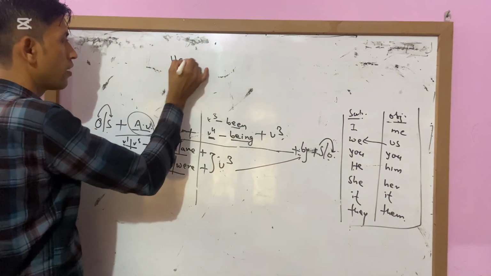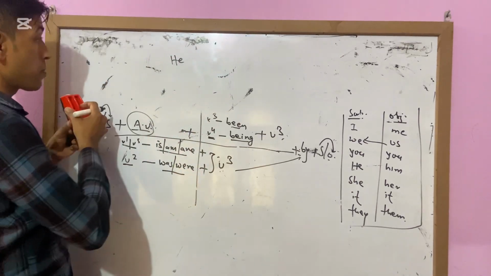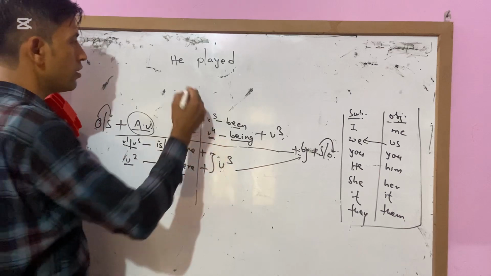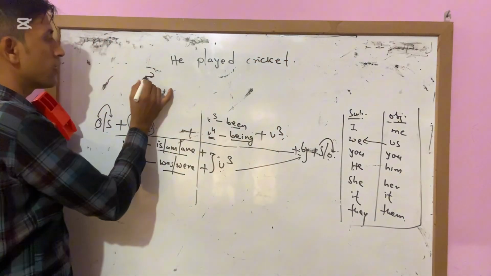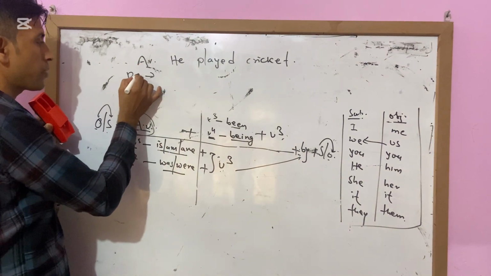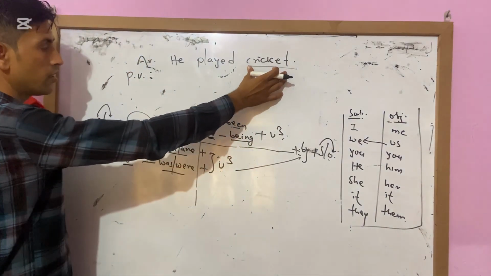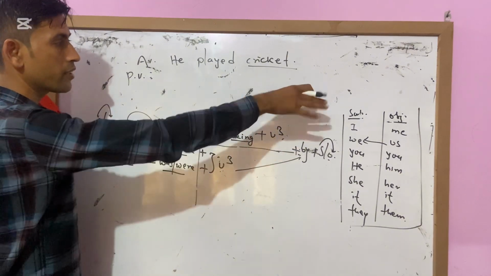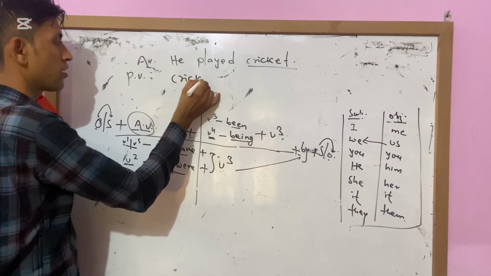So he played. Let's see a very simple example. He played cricket. Okay, this is active voice. We change it into the passive voice. How can we change? Object by subject. What is the object here? Cricket is the object here. How? Because verb 1, verb 5, verb 2, verb 3, verb 4 after whatever is given, that is the object. Verb 2 after cricket is here, so we use cricket here.